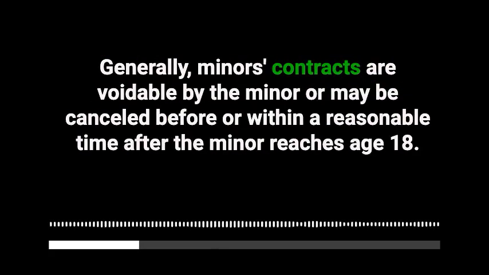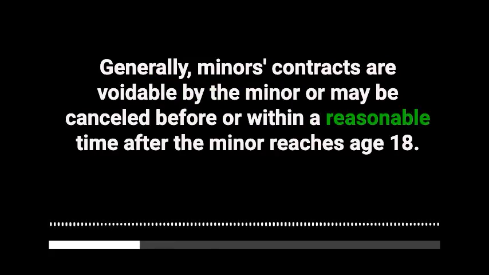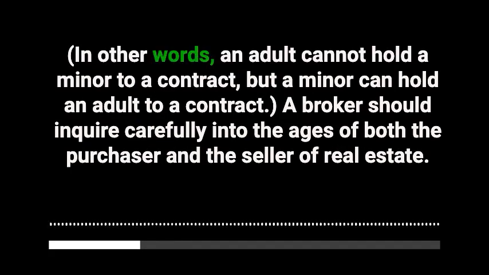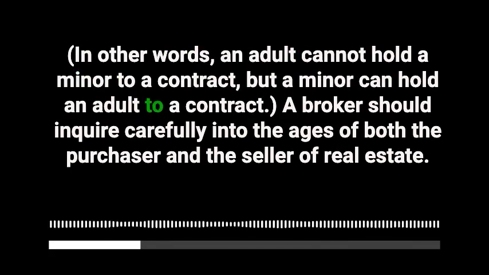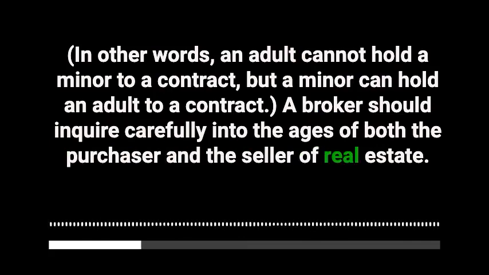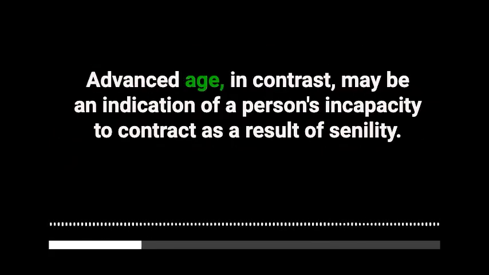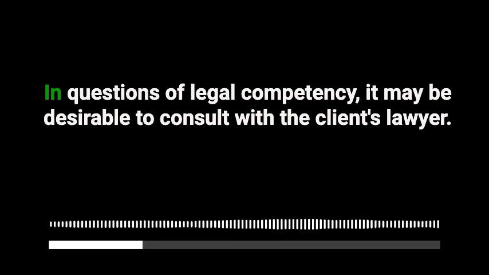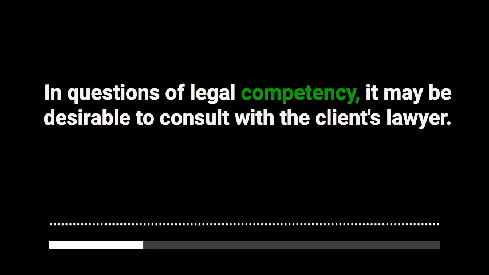Generally, minors' contracts are voidable by the minor or may be canceled before or within a reasonable time after the minor reaches age 18. A broker should inquire carefully into the ages of both the purchaser and the seller of real estate. Advanced age, in contrast, may be an indication of a person's incapacity to contract as a result of senility. In questions of legal competency, it may be desirable to consult with the client's lawyer.